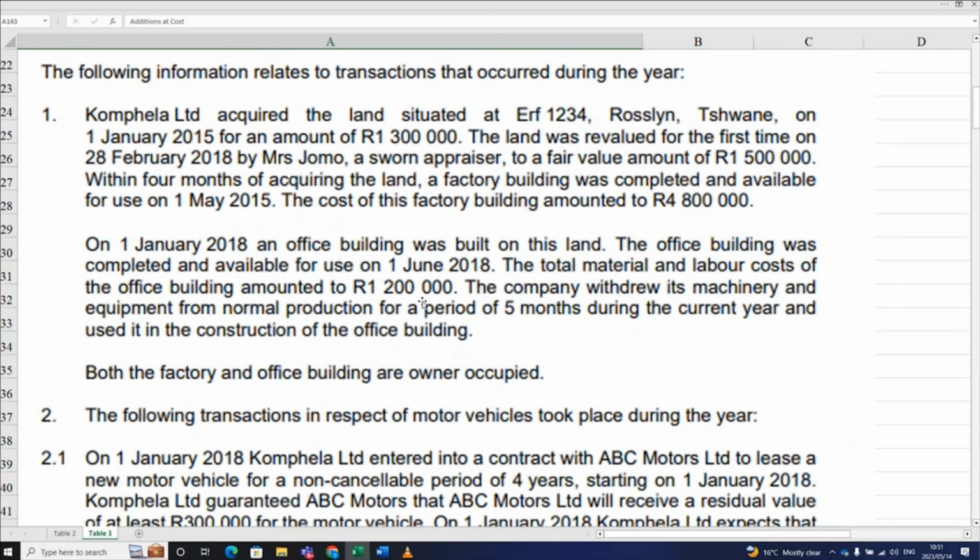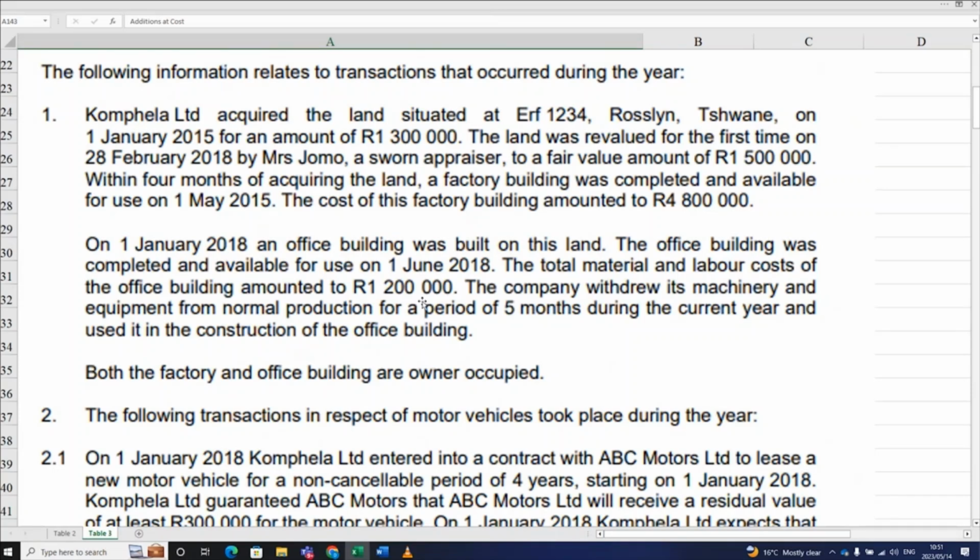The land was revalued for the first time on 28 February by Ms. Jomo, a sworn appraiser, to a fair value of 1.5 million within 4 months of acquiring the land. A factory building was completed and available for use on 1 May 2015. The cost of this building amounted to 4.8 million.